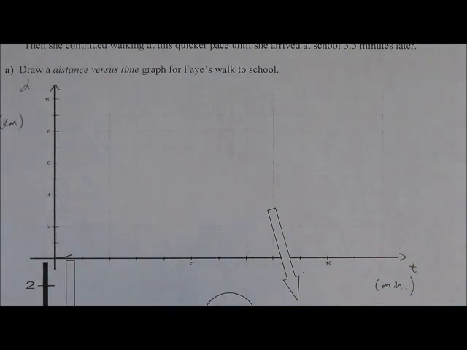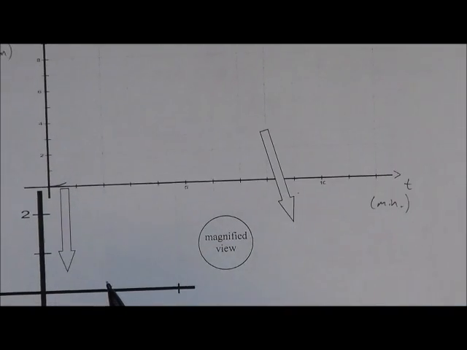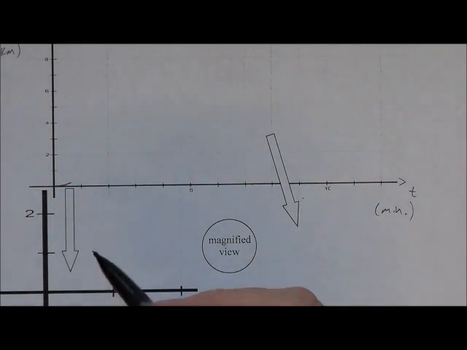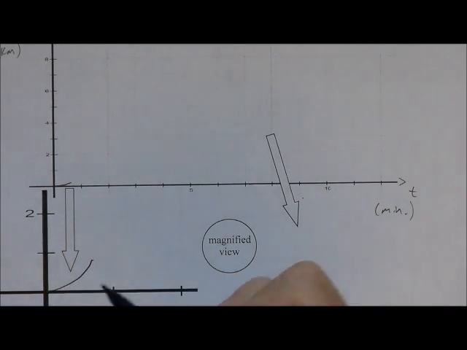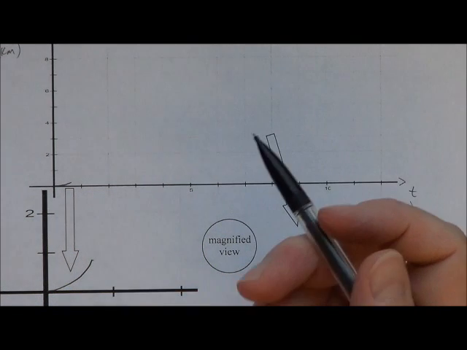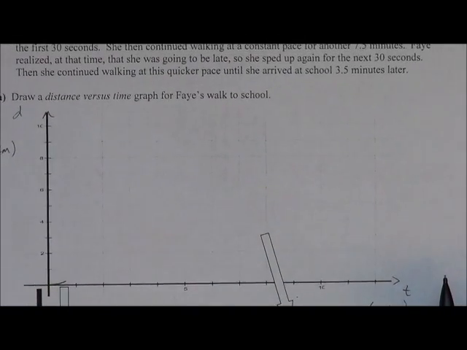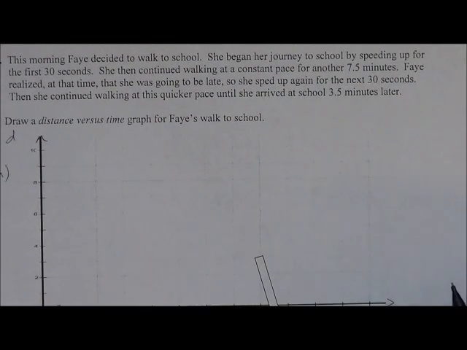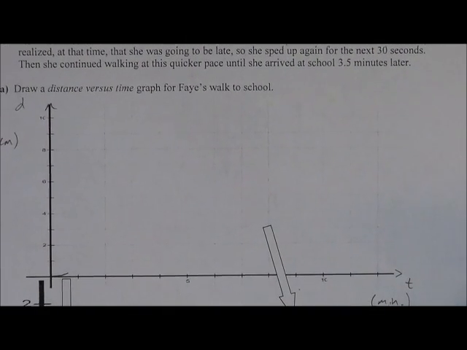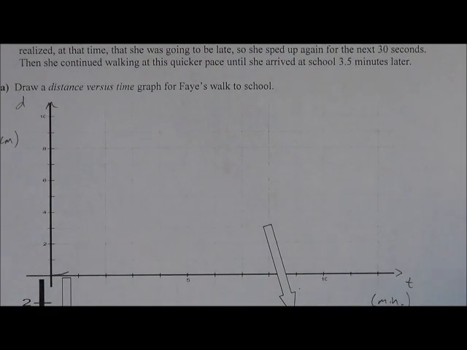And so if we were to magnify that part down here, just to give a bit more of a sense of this, and this is going to be exaggerated also, it's not going to be perfect. So it's going to be a curved line, because she is speeding up, which indicates acceleration. And then she continues for another 7.5 minutes walking at constant pace.